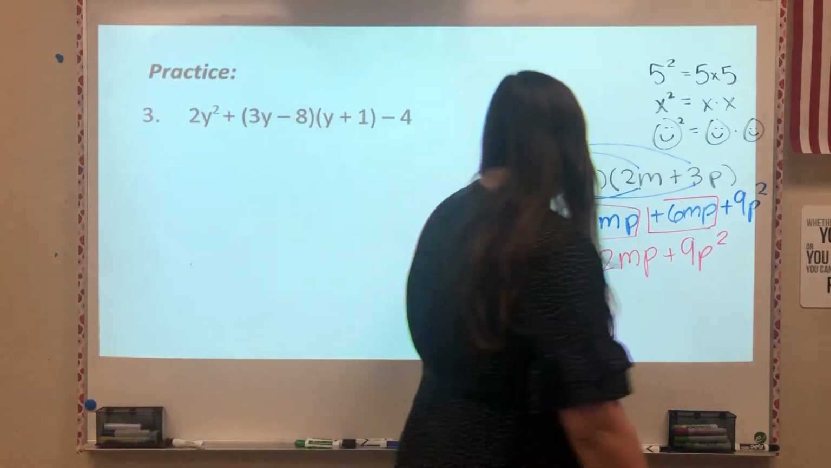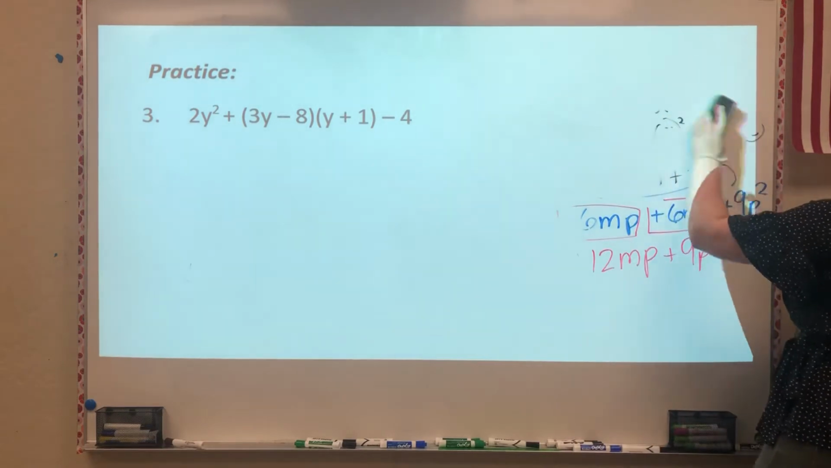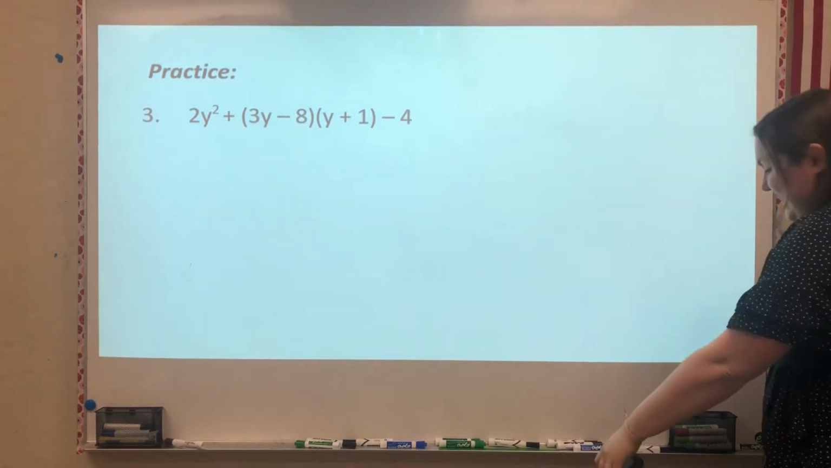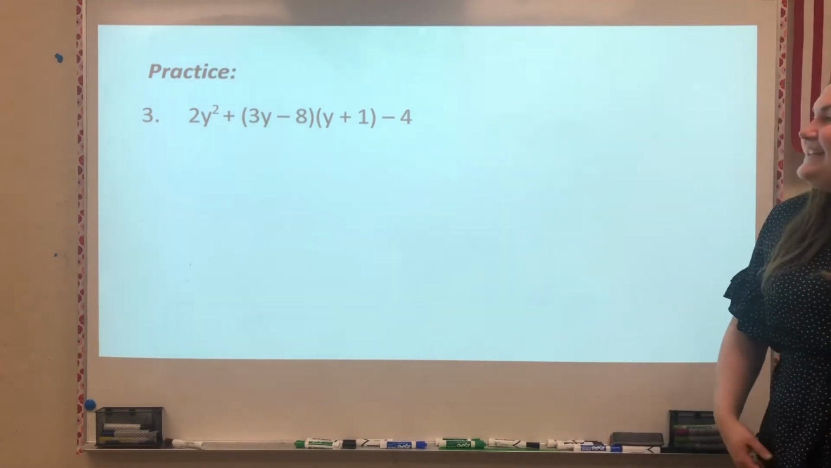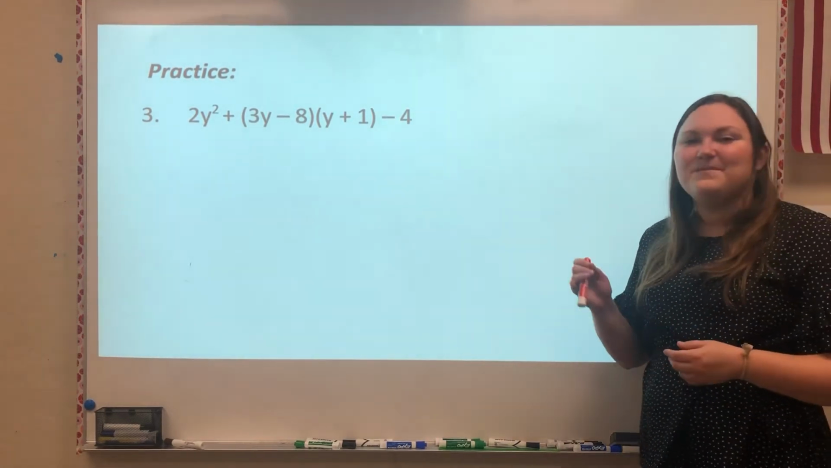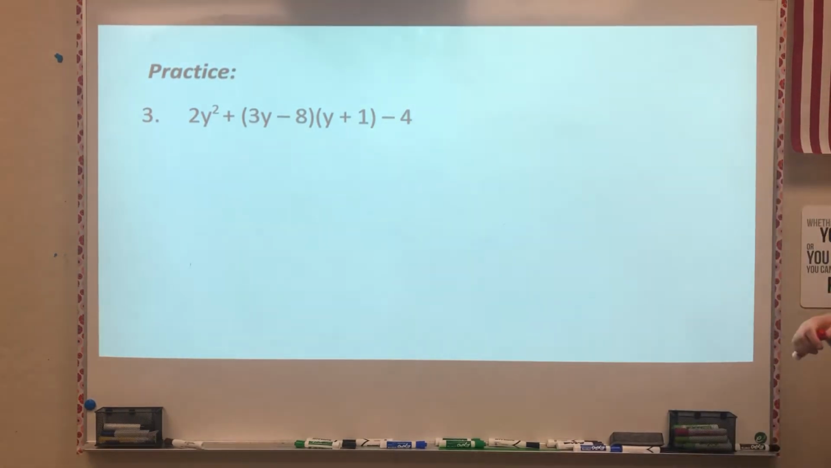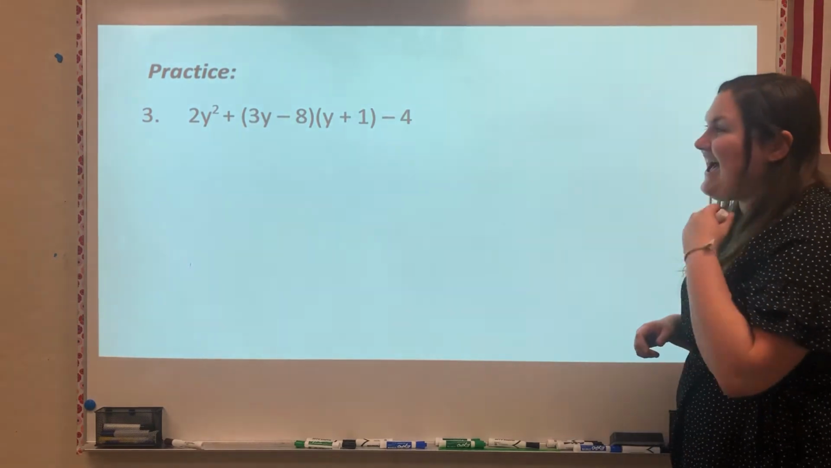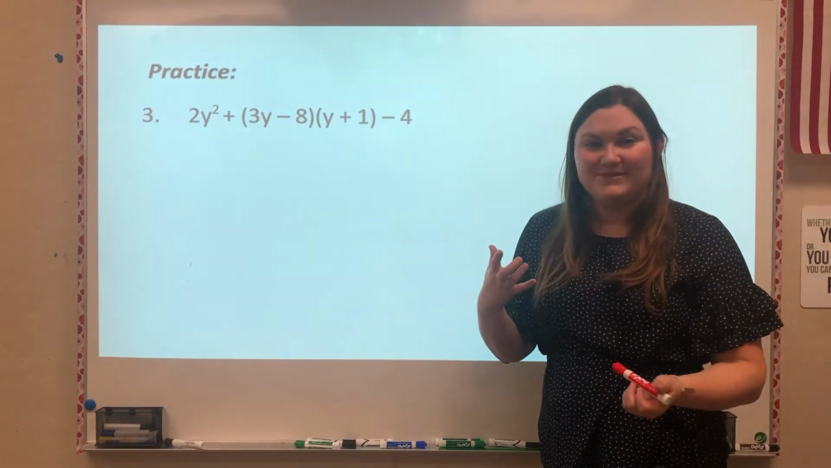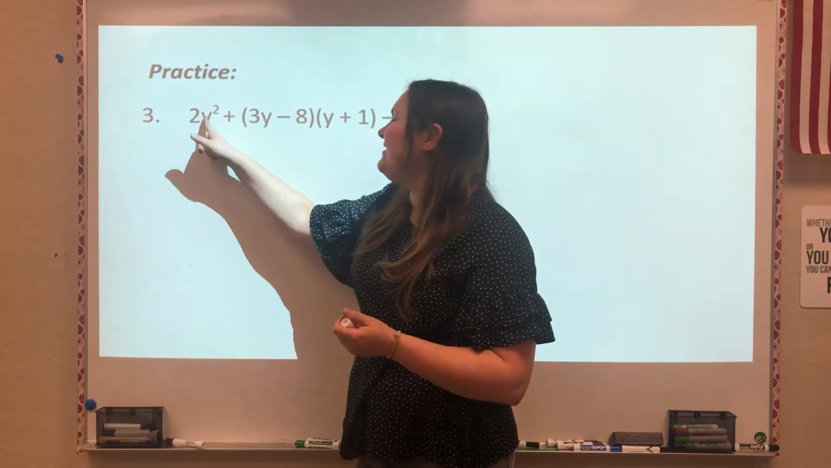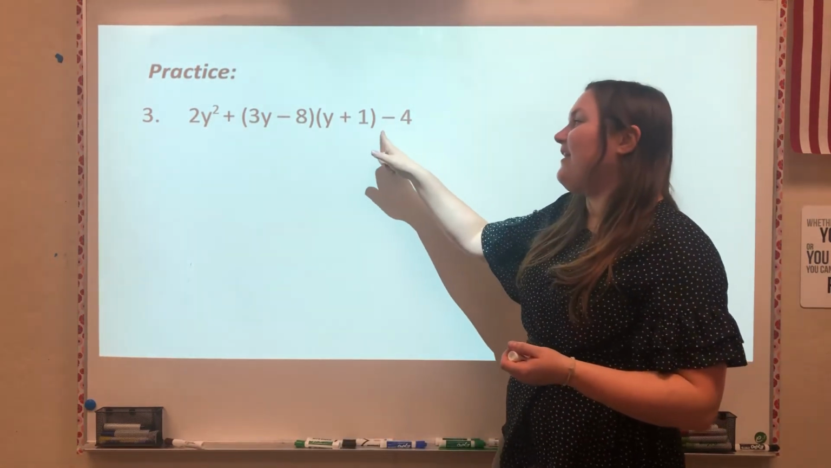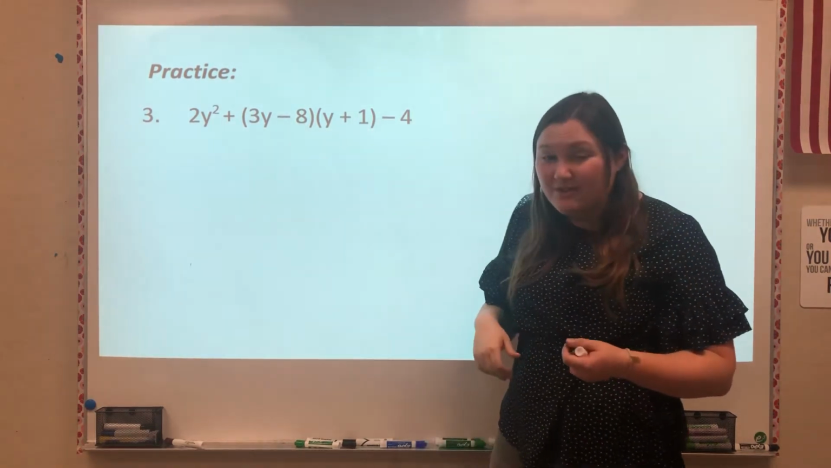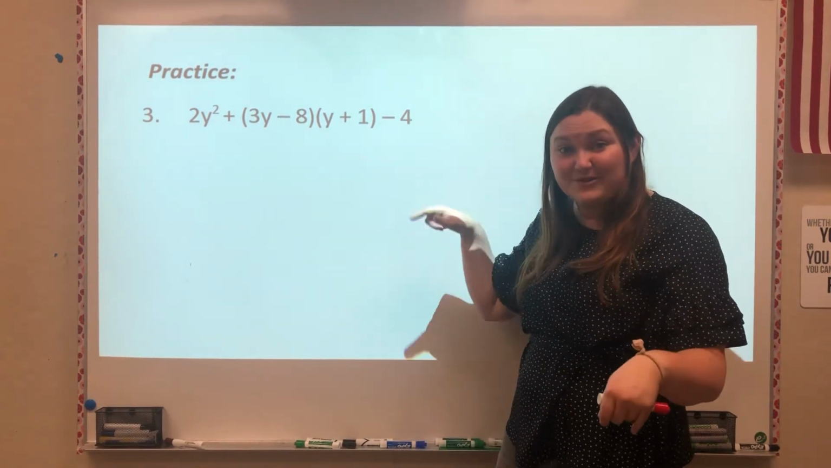Here is the first one. This first one here says 2y squared plus 3y minus 8 times y plus 1 minus 4. Go ahead and simplify that as much as you can. Like I said, I gave you guys the fun one to try. Where would you want to start in this problem? Well, I see some addition here, I see some subtraction here, and all of this is multiplication. We need to start with that multiplication. If you didn't know where to start, go ahead and pause the video now and try it yourself.